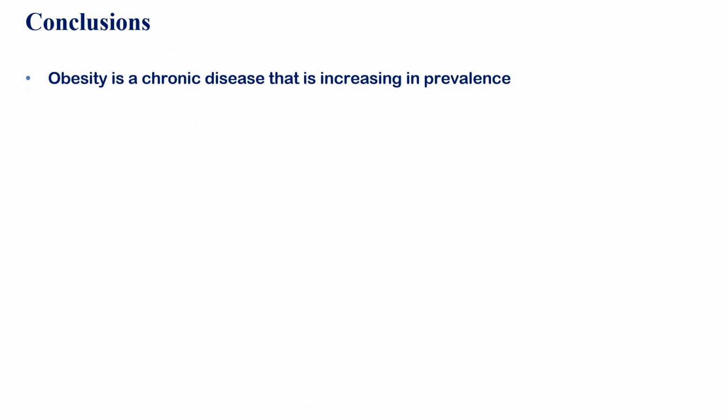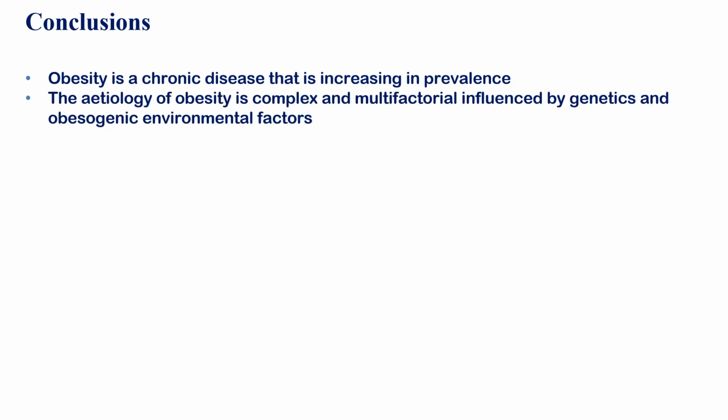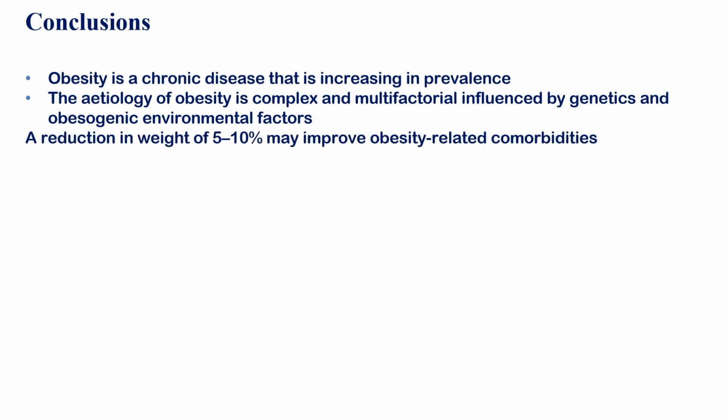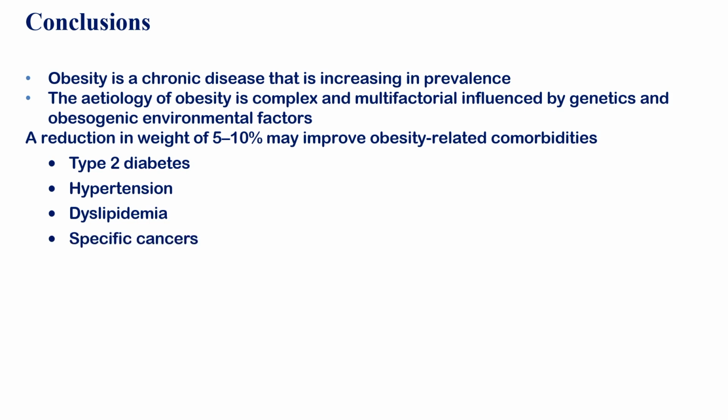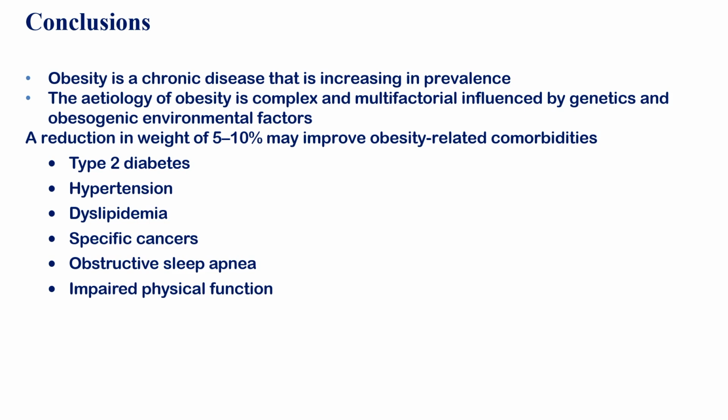So in conclusion, obesity is a chronic disease that is increasing in prevalence. The etiology of obesity is complex, multifactorial, influenced by genetics and other obesogenic environmental factors. A reduction of weight of 5 to 10% may improve obesity-related comorbidities: a reduction in type 2 diabetes, in hypertension, in abnormal fats in the blood, in specific cancers, and in obstructive sleep apnea, with better quality of sleep and an improvement in overall physical function.